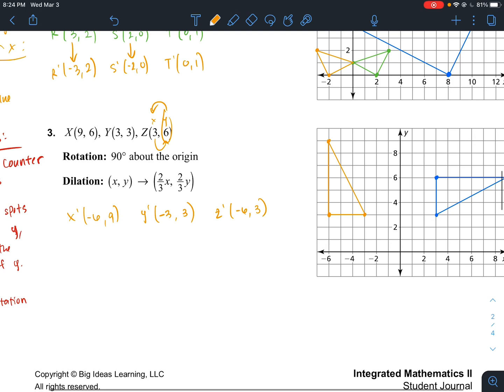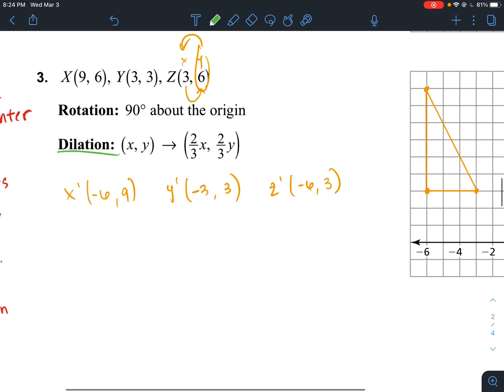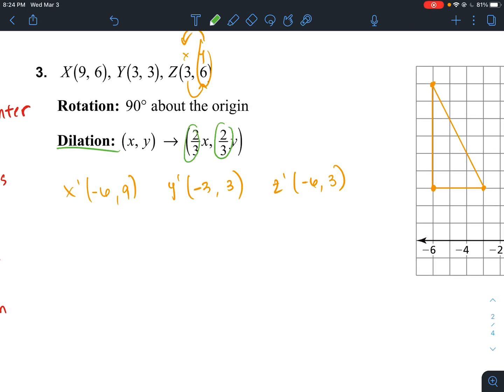Now that's one of the transformations. Now the other transformation is a dilation by 2/3. So I need to multiply everything by 2/3 from here. So my new x prime will be negative 6 times 2, which is negative 12, divided by 3, which is negative 4. And then this is going to be 18 divided by 3, which is 6.